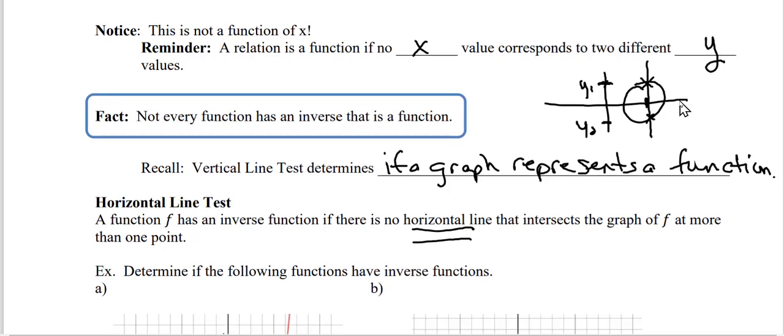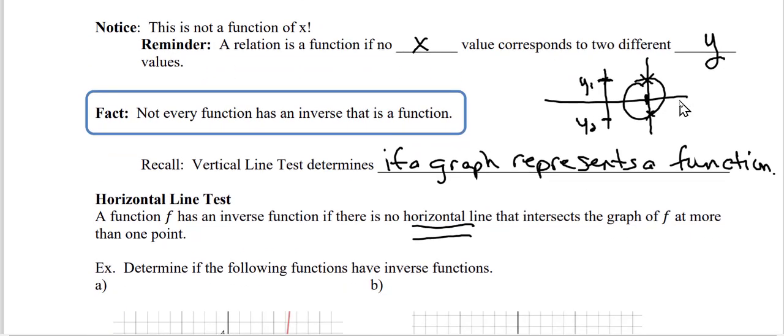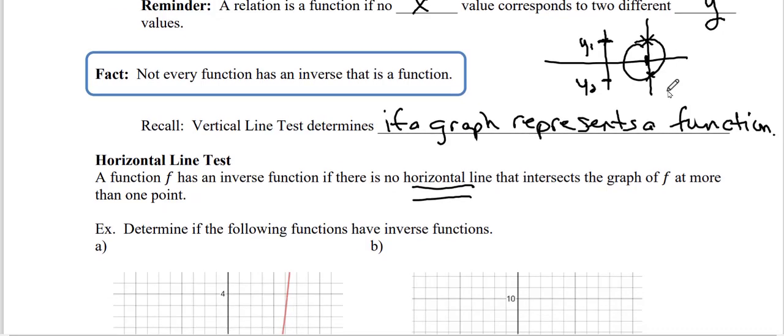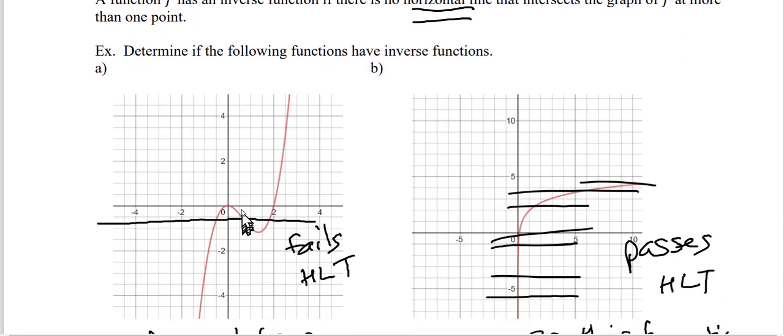Now if we're talking about the inverse switching the x's and the y's, then we can't have in the original two x's go to the same y. And down here I have two x's, three x's actually, going to the same y. You have this x value, and this x value, all corresponding to that y value. And so that doesn't work.